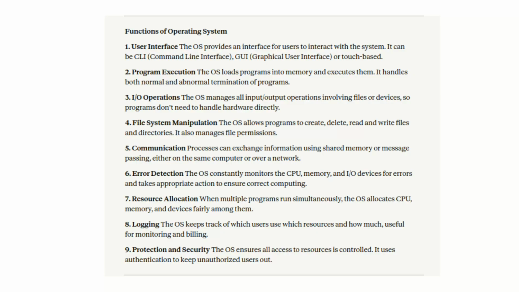Understood? Now error detection. Error detection means the OS constantly monitors our CPU, memory, IO devices and so on for errors, and takes appropriate measures or actions to ensure correct computing. That is what error detection means. Resource allocation means when multiple programs are running simultaneously, each of them needs resources like CPU, memory and IO devices. So the OS allocates these fairly to each of these programs, right?